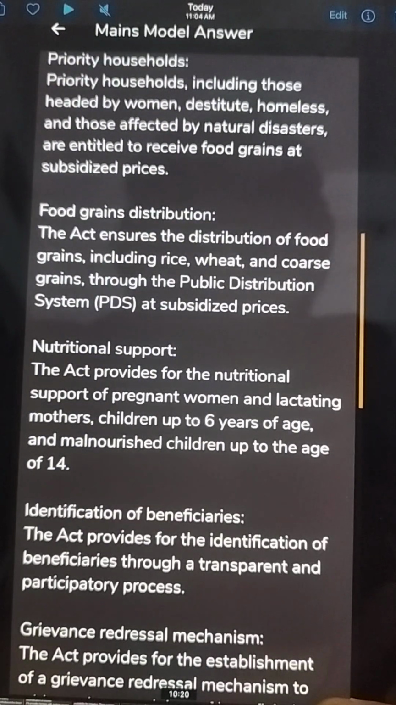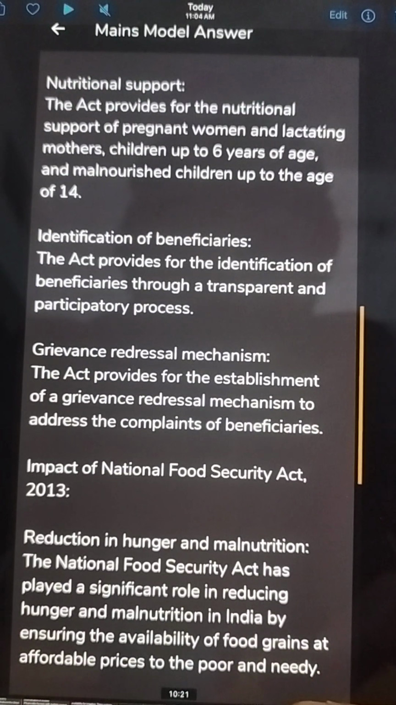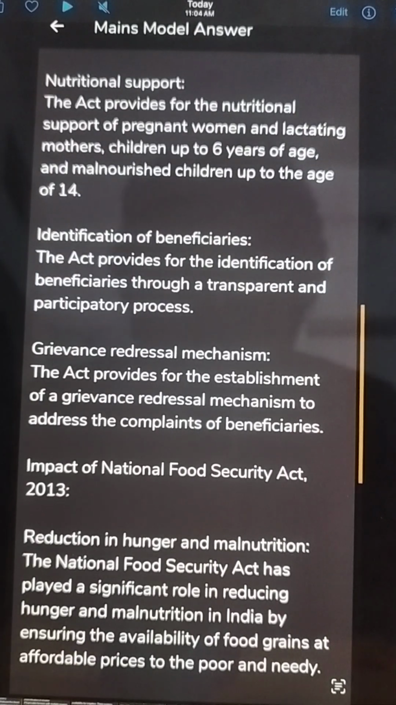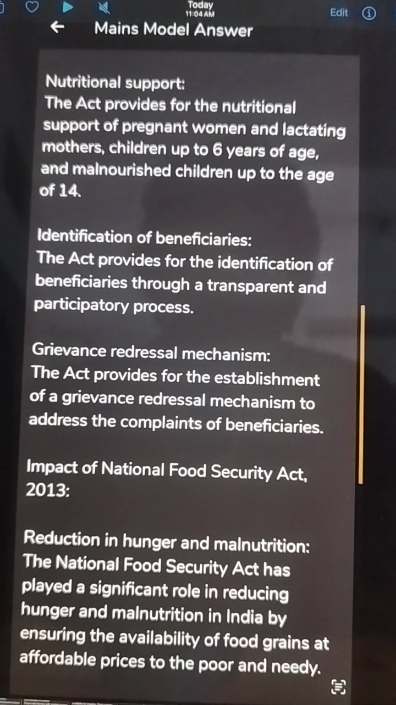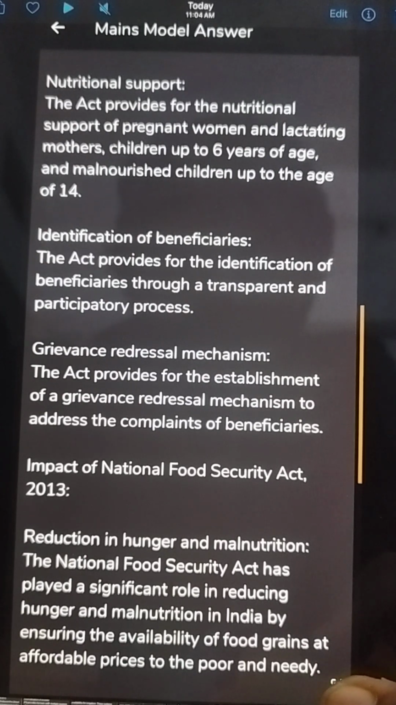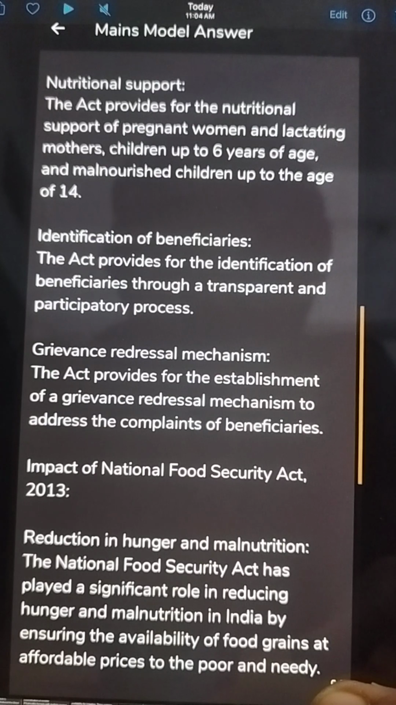The Act provides for the nutritional support for pregnant women and lactating mothers, children up to 6 years of age, and malnourished children up to the age of 14. Then comes identification of beneficiaries. The Act provides for the identification of beneficiaries through transparent and participatory processes. Then comes grievance redressal mechanism. The Act provides for the establishment of a grievance redressal mechanism to address the complaints of the beneficiaries.